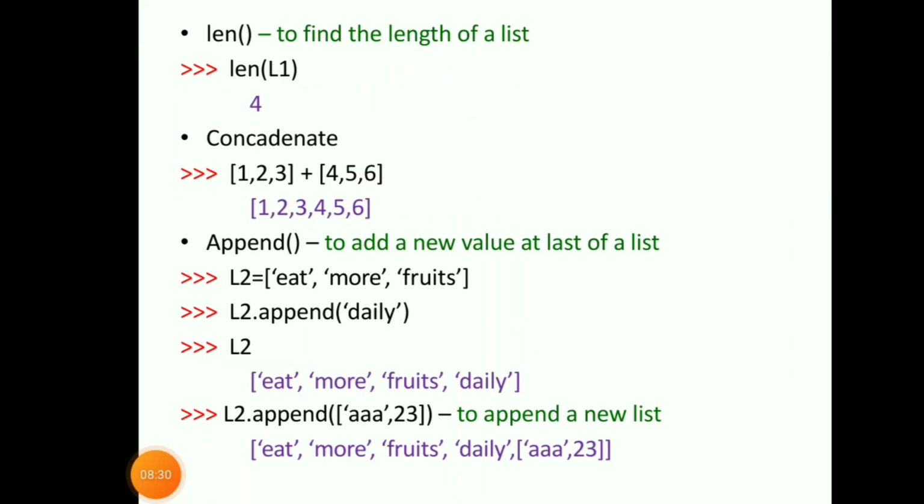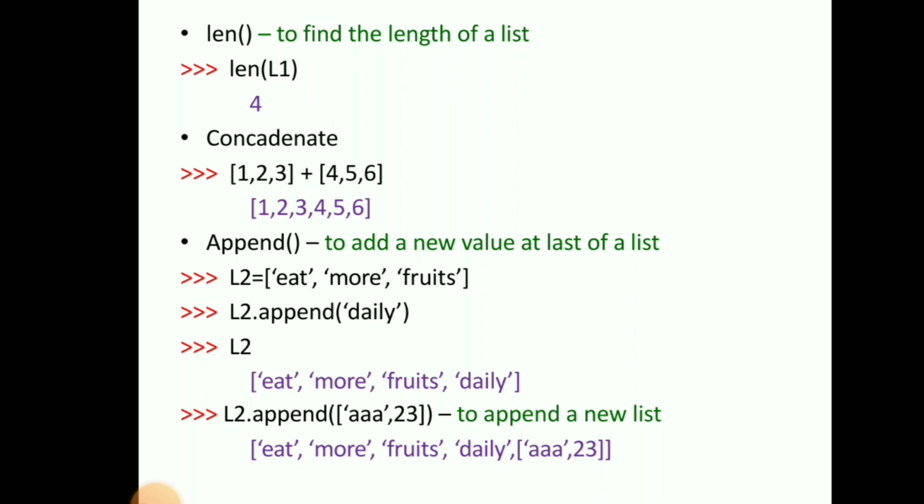The length function is used to find the number of elements in the list, that is, the length of the list. We can use the length function to find out the length of the list. It finds the number of elements or items in the list. Length of L1 equal to 4. Concatenation is used for adding 2 or more lists. Here 1, 2, 3 is one list and 4, 5, 6 are the elements of the second list. We can add the two lists by using the concatenation operation.